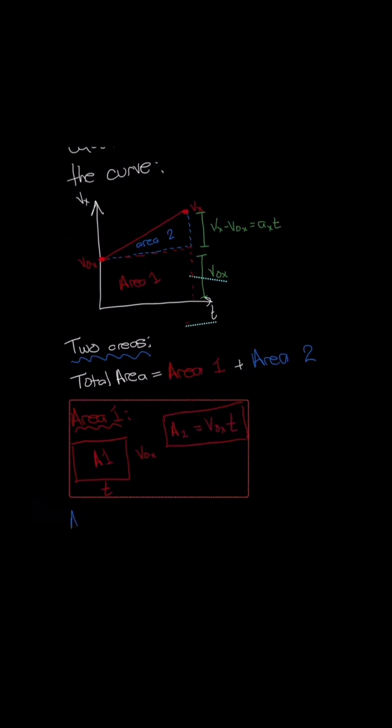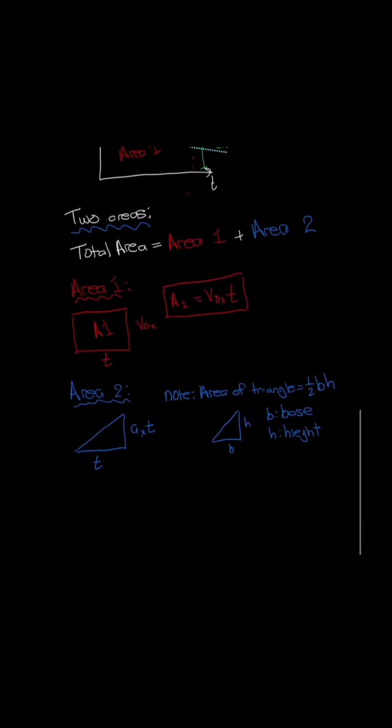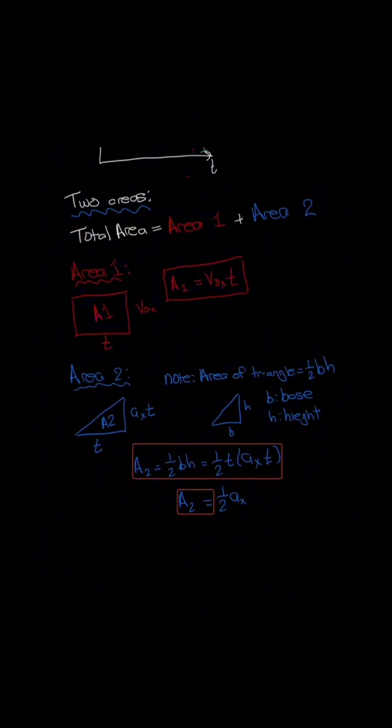For area 2, we have this triangular area here. I just want to note how to find the area of a triangle: it's equal to 1/2 base times height. I draw a little diagram here of a triangle with the labels for base and height. For us, it's going to end up being 1/2 AX t squared.